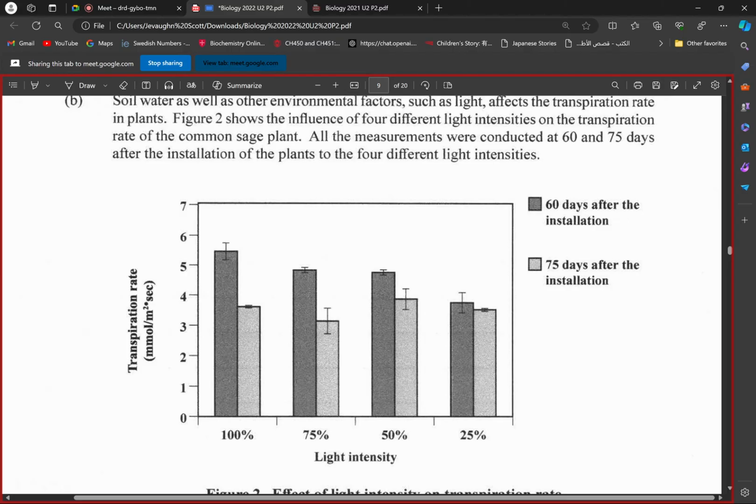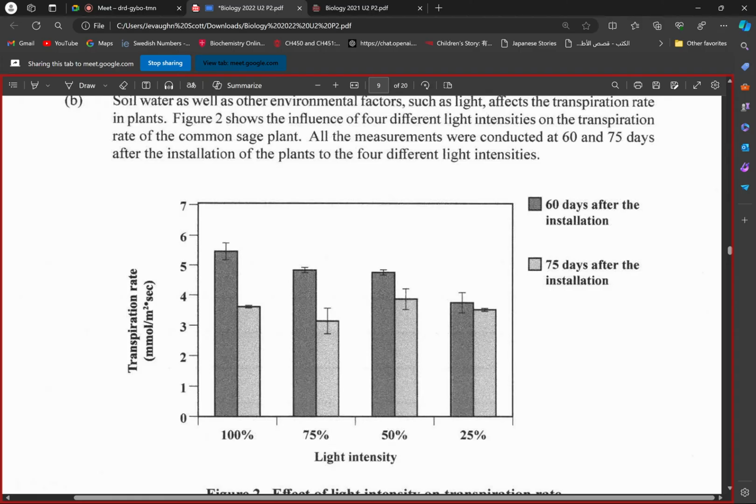Okay. Looking at the highest points and lowest points, so the 100% light, you see that these are the higher. This is higher. Lowest point, that's the highest point for the 60 days. The lowest point for the 75 days is around 75% light intensity. Could look at those things.